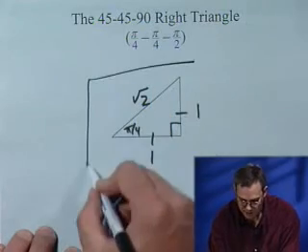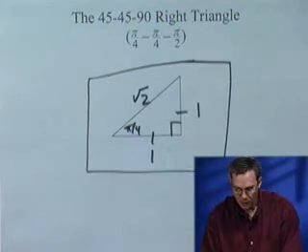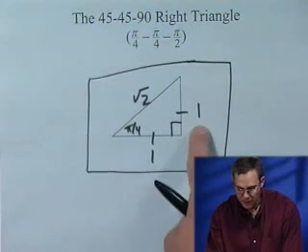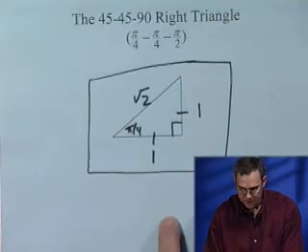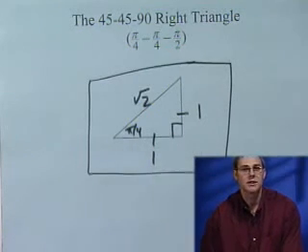Now these are the measurements that we are going to memorize. Okay? So the pi over 4 right triangle is going to have a relationship of 1, 1, and then square root of 2. Okay? So why don't you write this down, put it in your notes somewhere, and we will refer back to this quite often in this course.